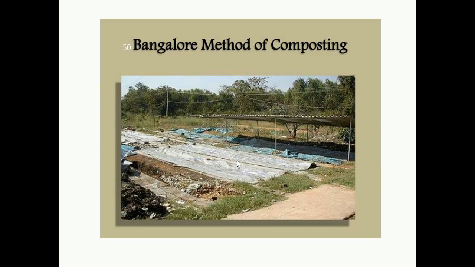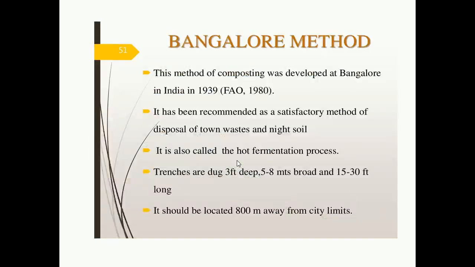Here in the picture we are observing the Bangalore method of composting. This method of composting was developed at Bangalore in India in 1939. It has been recommended as a satisfactory method of disposal of town waste and night soil. Night soil is nothing but soil waste material, excretory material collected at night.